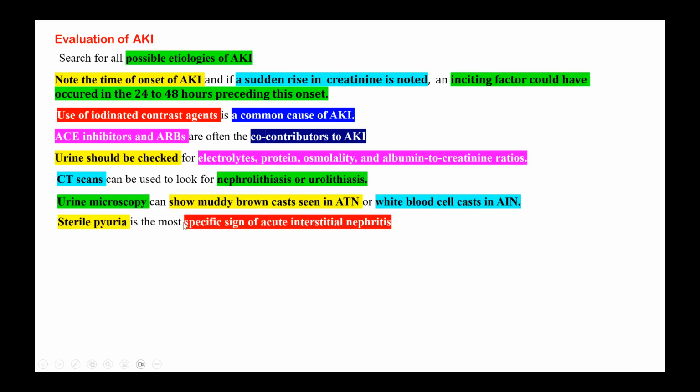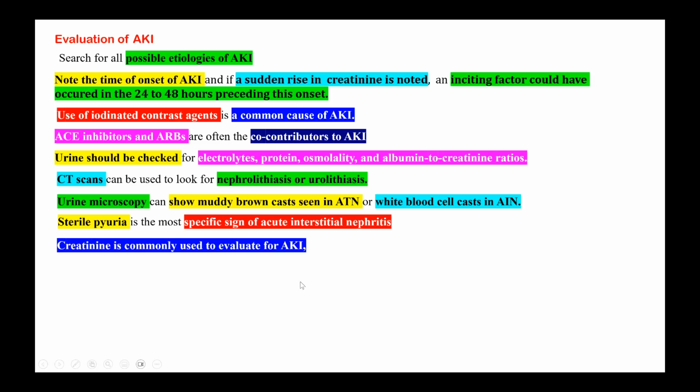And sterile pyuria is the specimen of acute interstitial nephritis. It's the most common thing that happens. There will not be any growth in the culture, but you will see plenty of pus cells in the urine routine examination, which indicates there could be AIN.